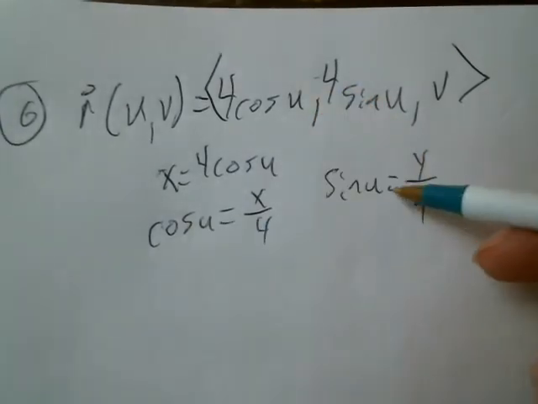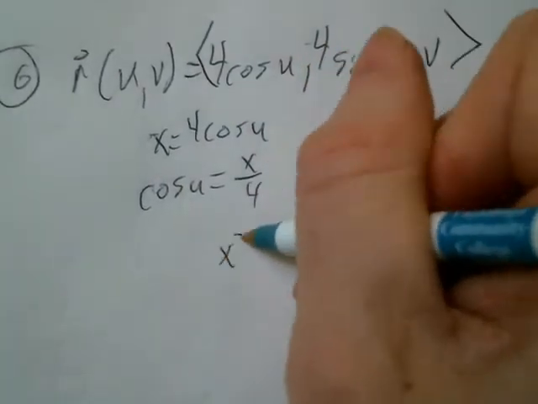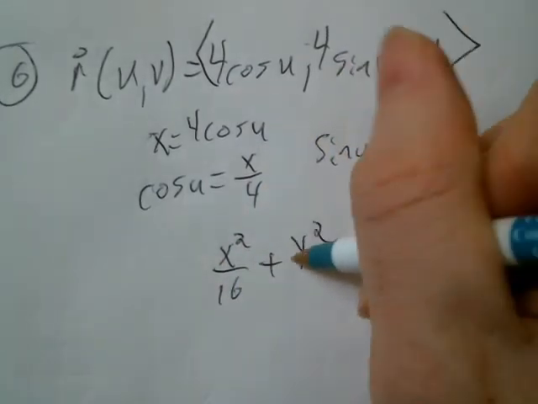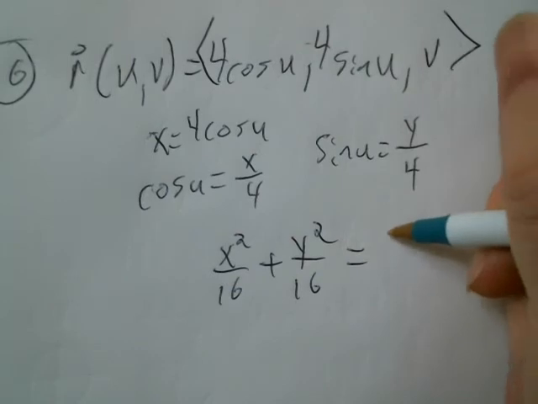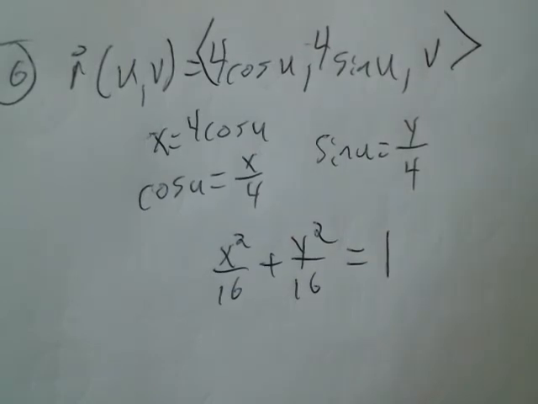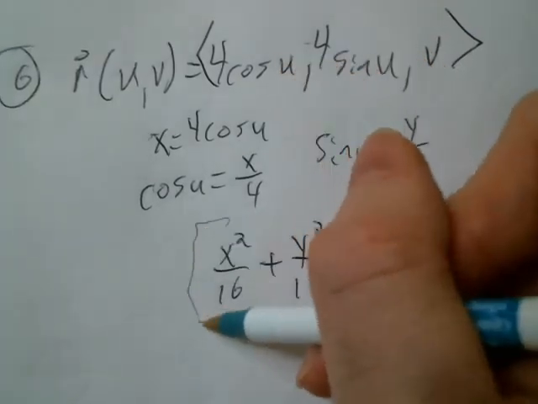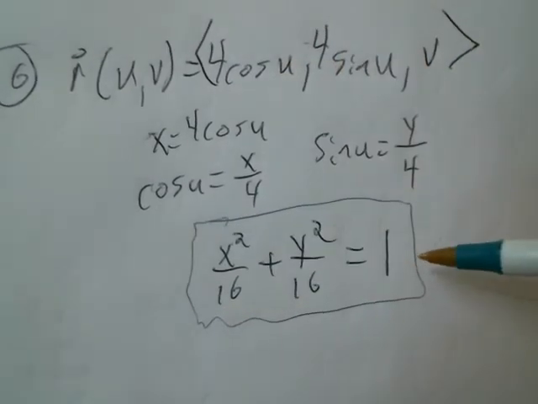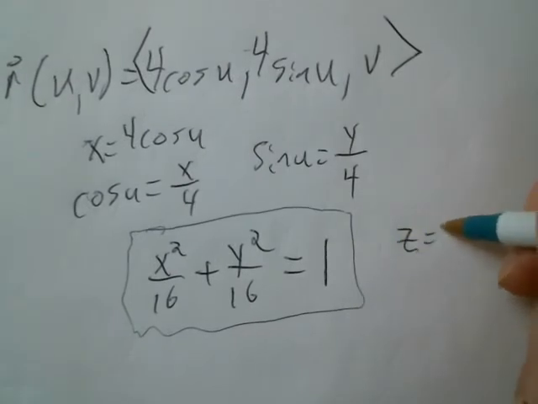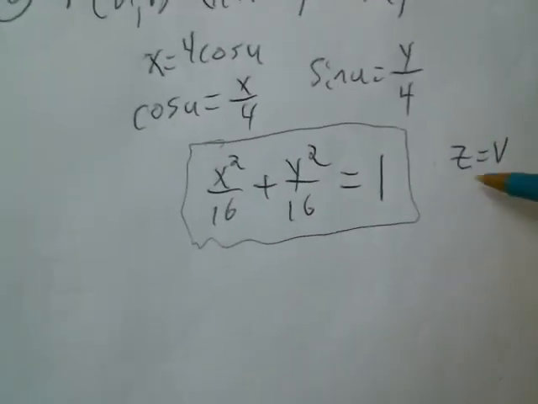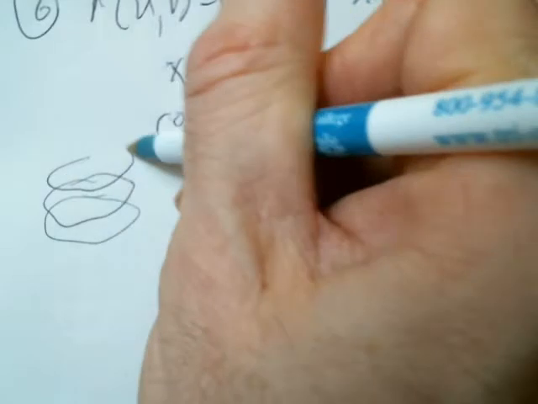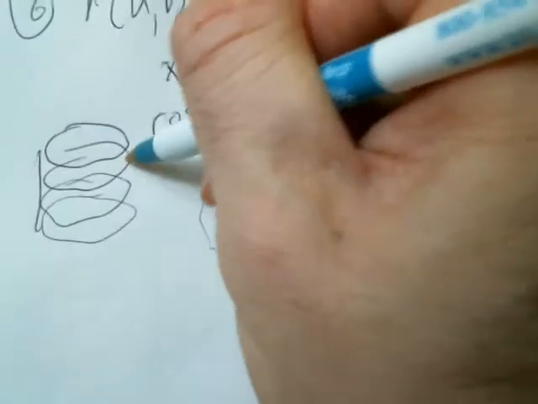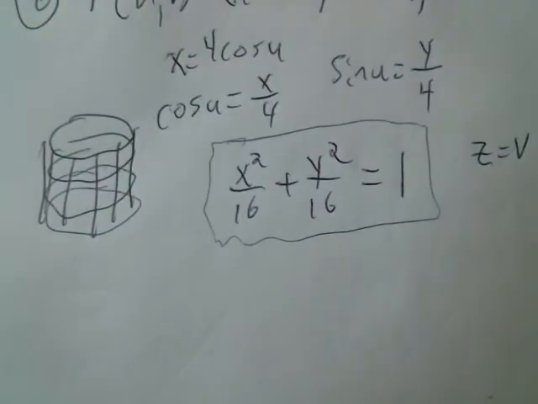So cosine squared plus sine squared is equal to 1. That's equivalent to saying x squared over 16 plus y squared over 16 is equal to 1. And that's pretty much it, right? So that's the generating curve here. So it's the traditional type cylinder. So z is allowed to vary over the real numbers. So at every cross section of z, you're going to have a circle of radius 1. And what's the result of that? Well, it's just a cylinder, okay, in space.